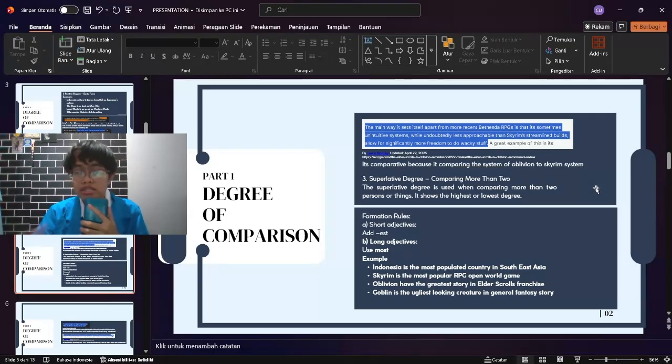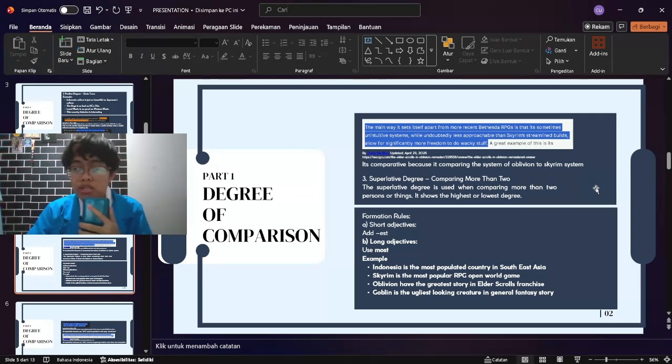Okay, so there is a second example of the comparative degree. The text says, the main way it sets itself apart from more recent Bethesda RPGs is that it's sometimes unintuitive system, while undoubtedly less approachable than Skyrim. It's a mouthful. So it basically says the system is less approachable than Skyrim. It compares one game to another game. It's comparing one system to another system.